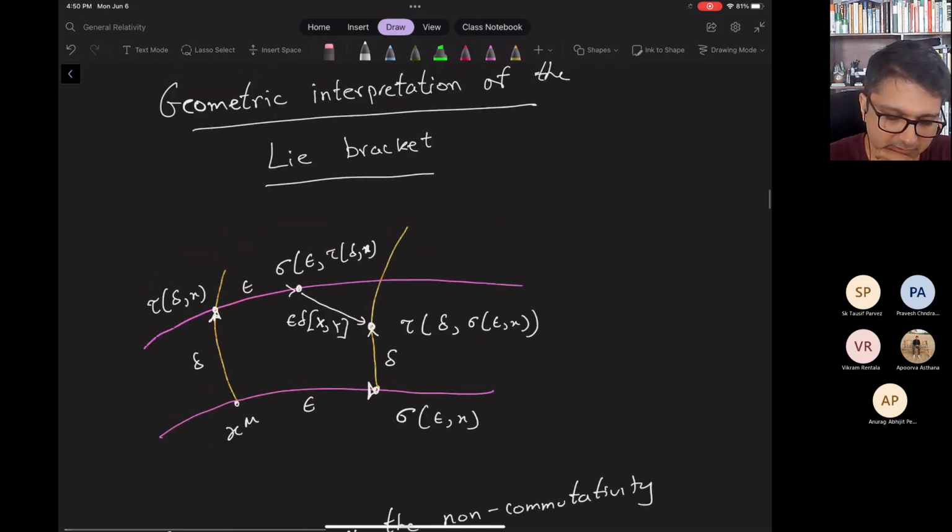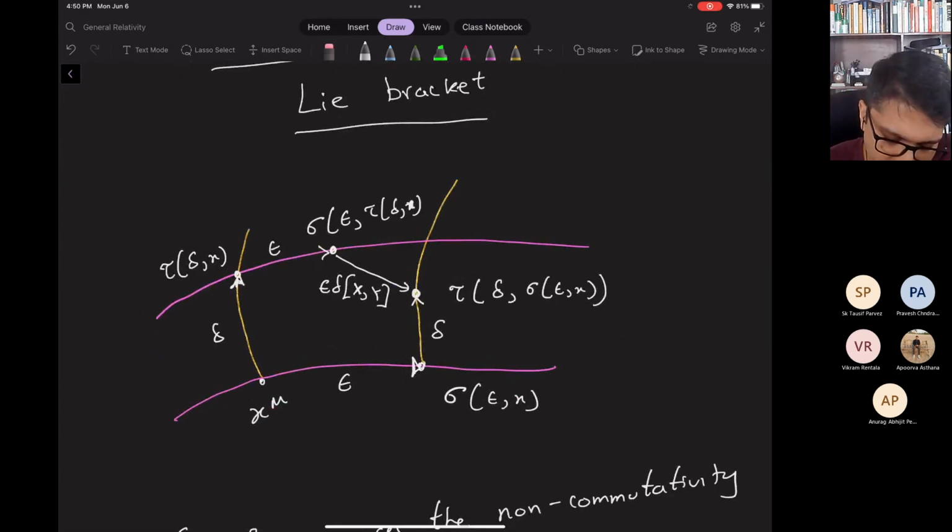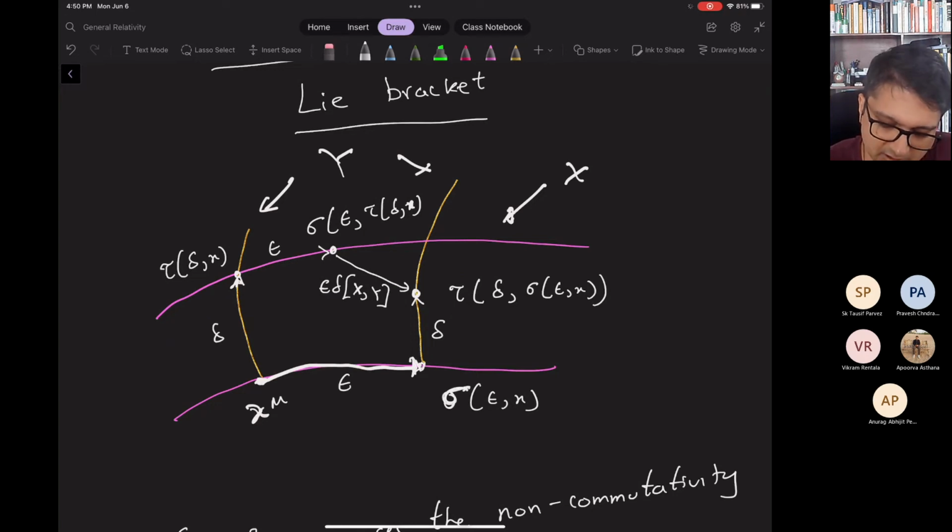Okay, let me give you a little bit of a geometric interpretation of this Lie bracket. Suppose again the magenta lines are the flow generated by vector field X, and the yellow lines are the flow generated by vector field Y. If you start at the point x^μ, which is here, and you flow along the vector field X in an amount epsilon, you will end up here, which is σ_ε(x).